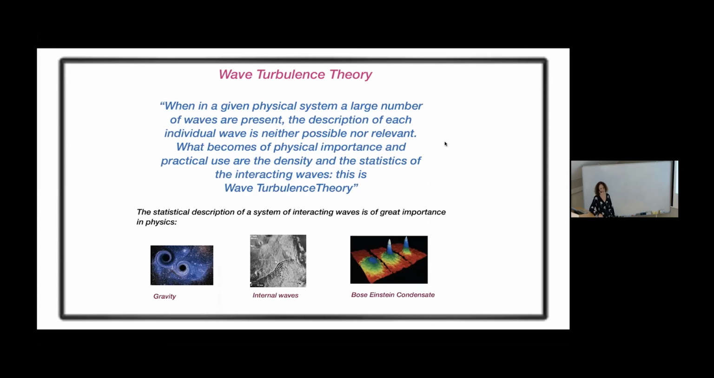So what is wave turbulence? It's a definition you understand when you see it, in a sense. But basically, the point is that if you have a system in which there is a large number of waves interacting at different scales, of course, it will not make sense to understand the dynamics of each single wave, but in fact what is the statistical ensemble? It's a little bit like what we do when we use the Boltzmann equation in order to understand what a gas does. Instead of particles, there are waves.